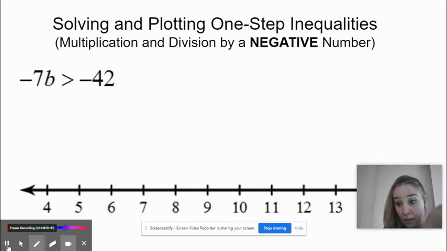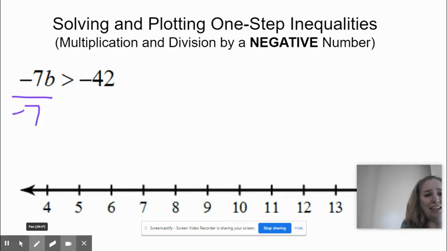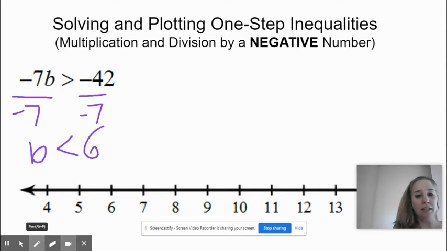Okay, so we look at this problem. I have to divide by negative 7. So I am once again dividing by a negative, which means that this sign needs to flip around. B comes down, and then we have a 6 here, a positive 6, right? And there we go. B is smaller.